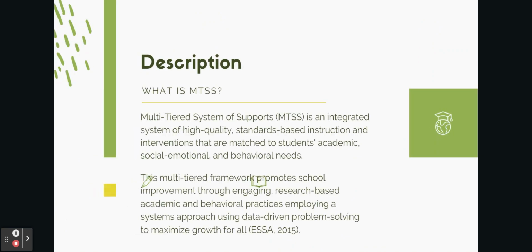Finally, what is MTSS? Well, a multi-tiered system of support is an integrated system of quality, standards-based instruction, and interventions that are matched to students' academic, social, emotional, and behavioral needs. This multi-tiered framework promotes school improvement through engaging, research-based academic and behavioral practices, employing a systems approach, using data-driven problem solving to maximize growth for all.